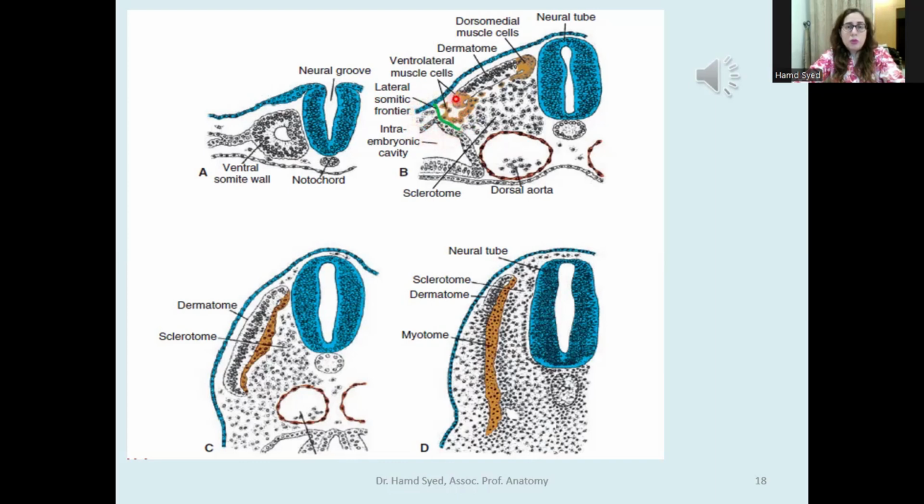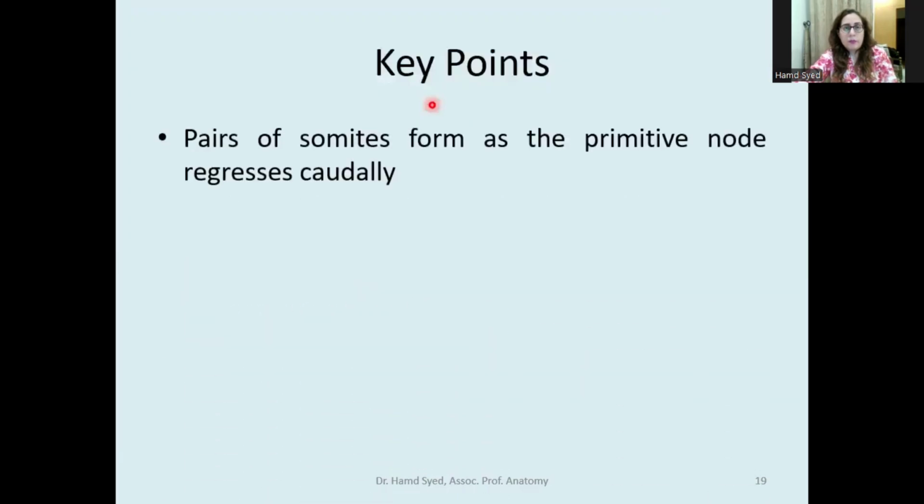Now, why is this boundary so important? Why are we talking about this lateral somatic frontier? Because this is the one which is going to divide the muscle cell precursors into two important groups. Let's revise and recall, and then we'll talk about the groups.